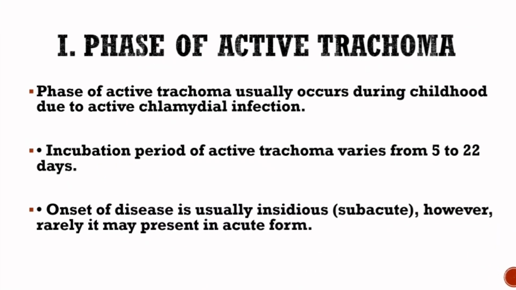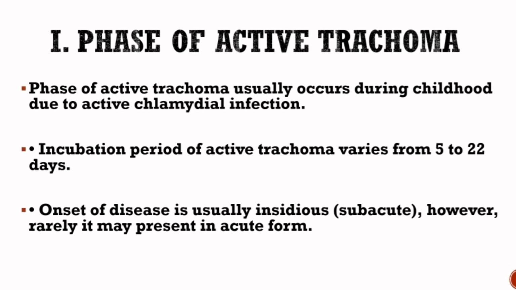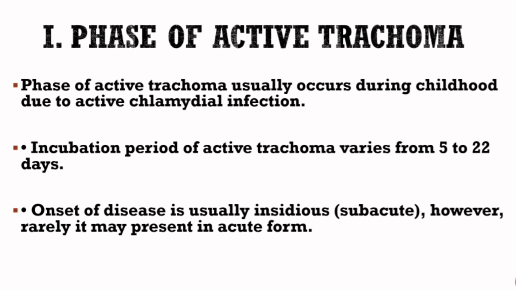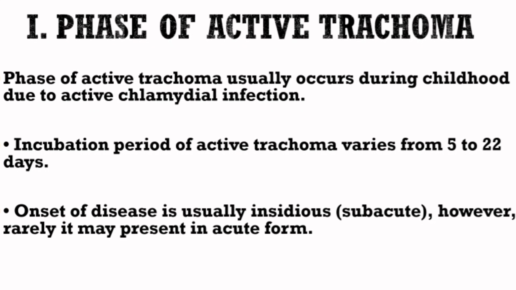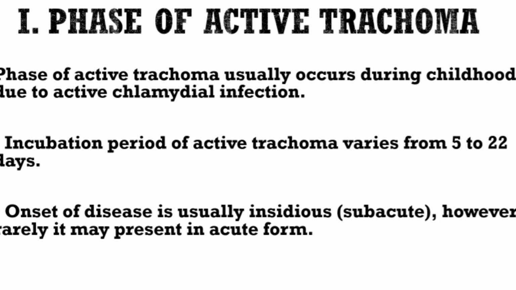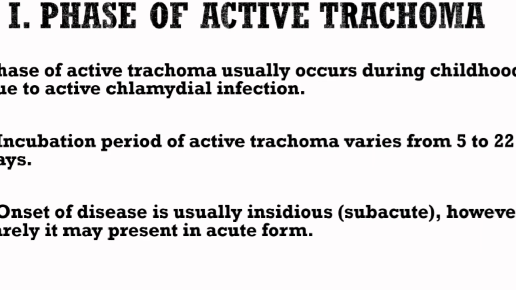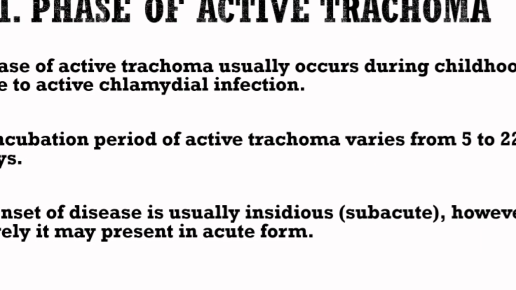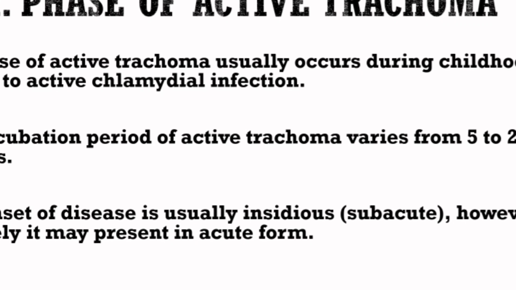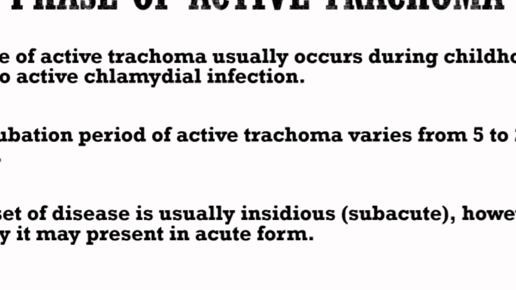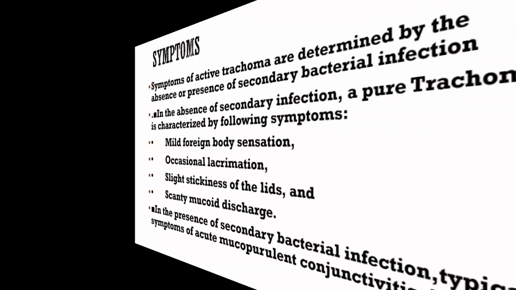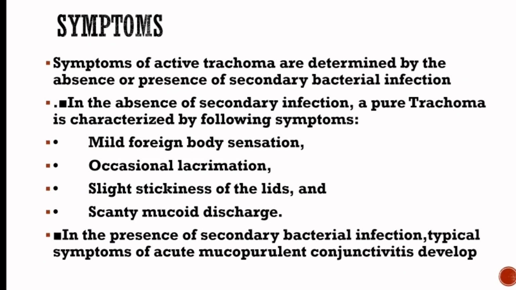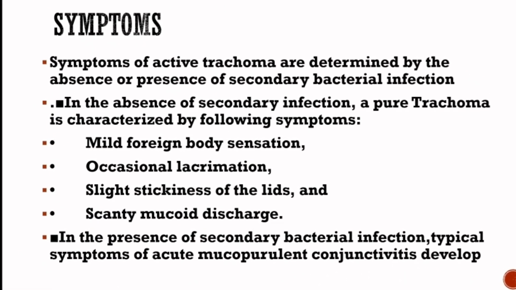Let's see phase 1, phase of active trachoma. Phase of active trachoma usually occurs during childhood due to active chlamydial infection. Incubation period of active trachoma varies from 5 to 22 days. Onset of disease is usually insidious, that is subacute. Rarely it may present in acute form. The symptoms and signs of phase 1 and phase 2 are different.